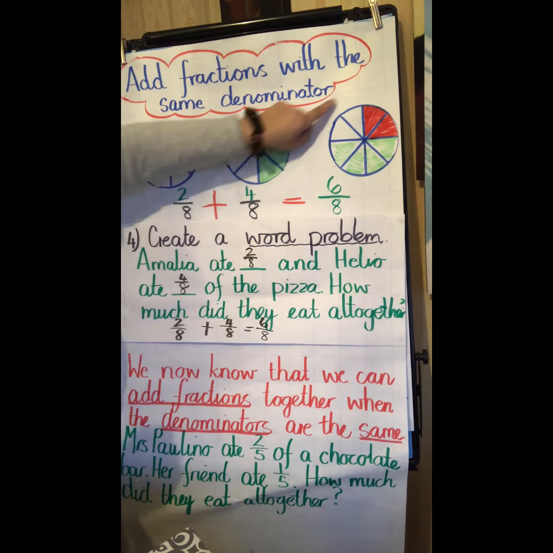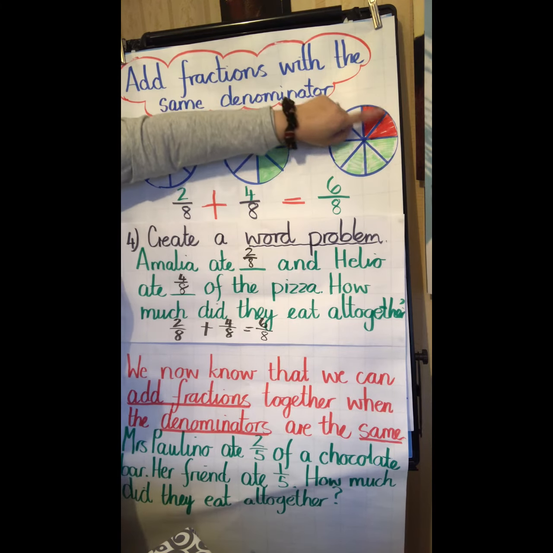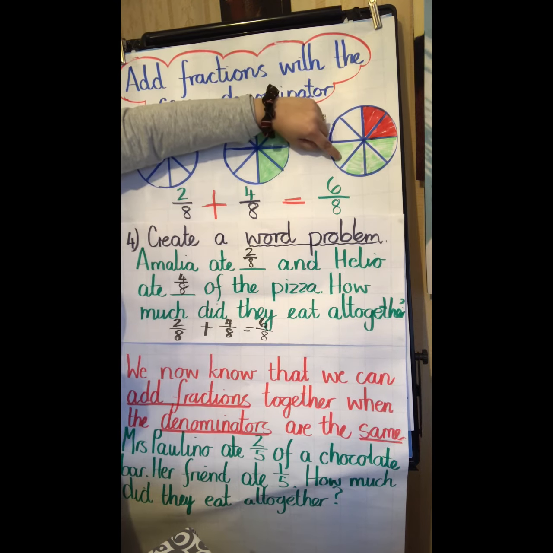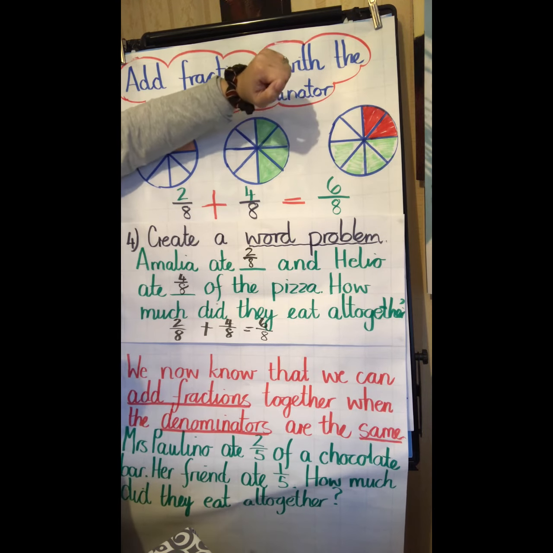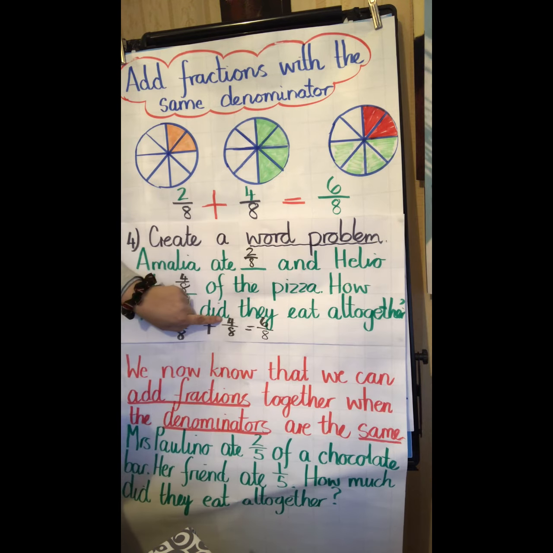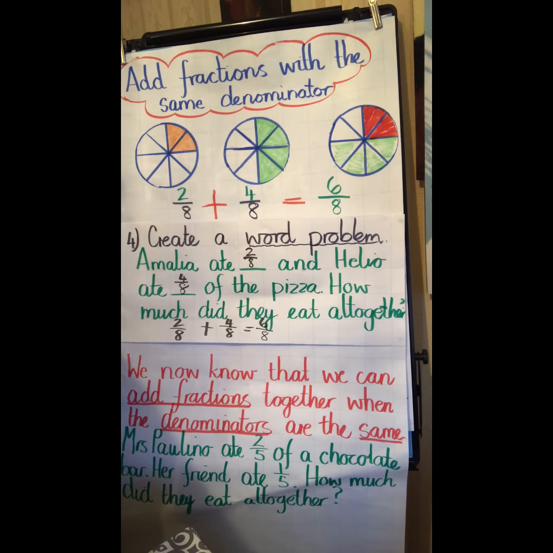And we saw in our representation the answer. We have 8 parts altogether, that's your denominator. And the parts that they have eaten is what we've shaded in. And it is 6 segments altogether. So our answer is 2/8 plus 4/8 is equal to 6/8. Well done.